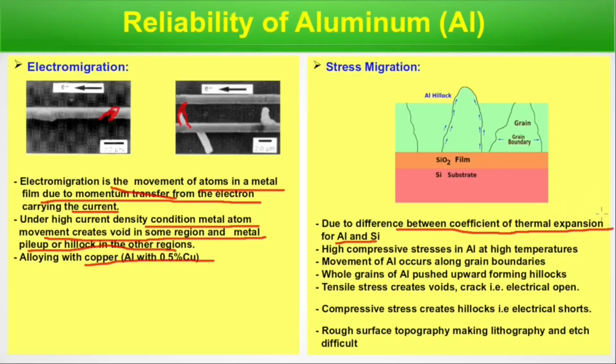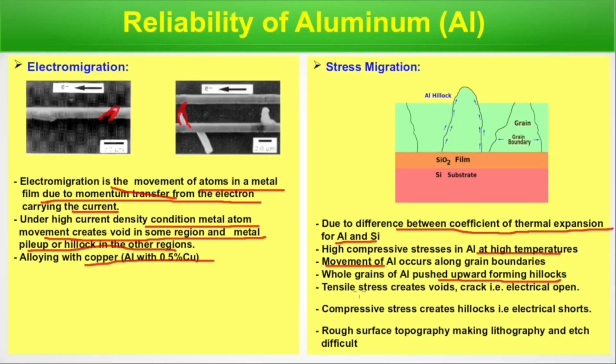It will never come back to its original position. So there will always be some strain. Strain will be there in the structure. High compressive stresses appear in aluminum at high temperatures. Now movement of aluminum occurs along the grain boundary. These metal grains, these boundaries, this movement happens. Now the whole grain of aluminum is pushed upward, forming hillocks.